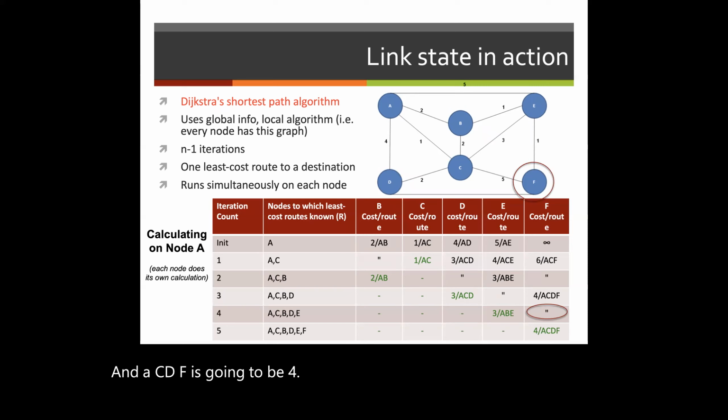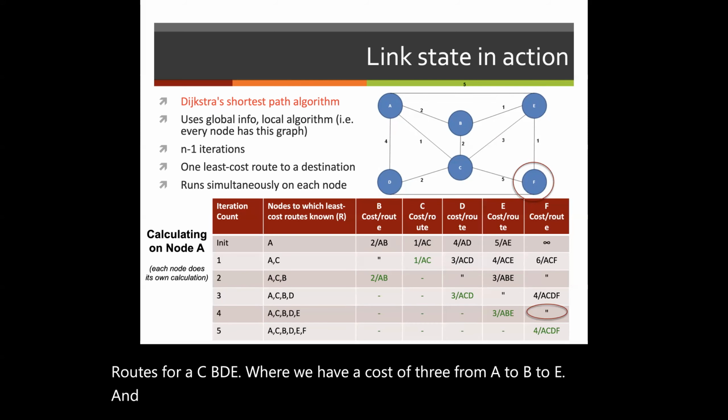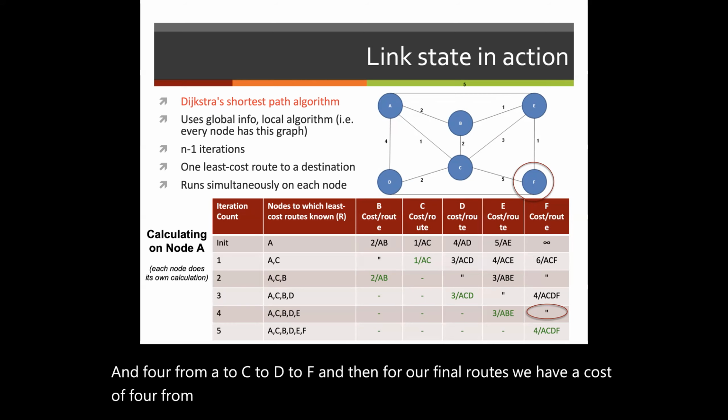And so we can round out our final routes for A, C, B, D, E, where we have a cost of 3 from A to B to E, and 4 from A to C to D to F. And then for our final route, we have a cost of 4 from A to C to D to F as well.